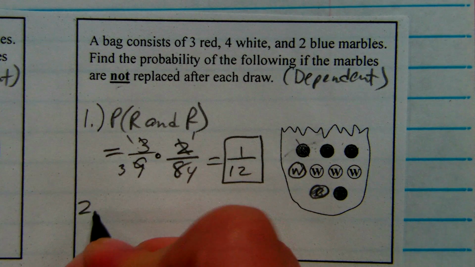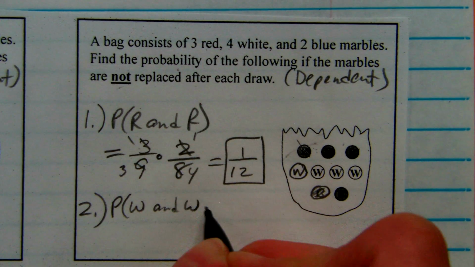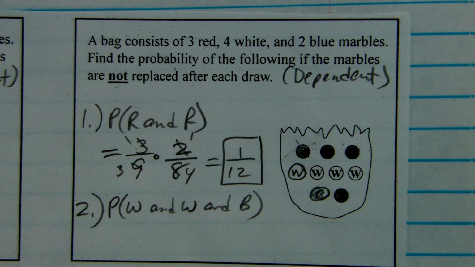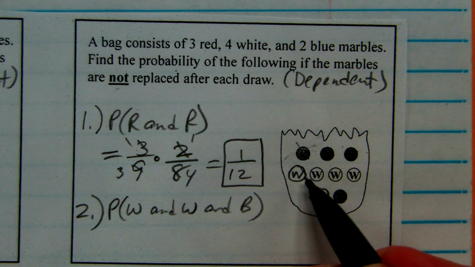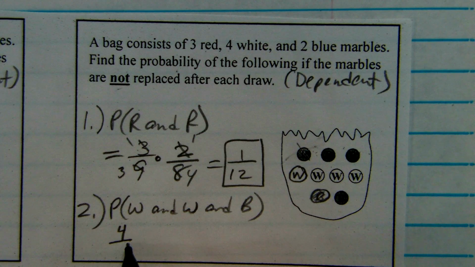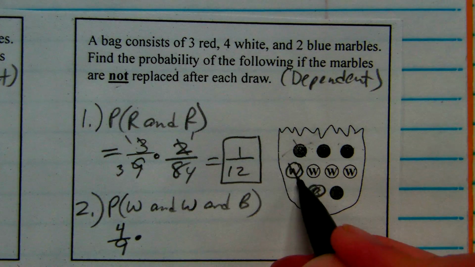And so the next one we're going to do is the probability of a white and a white and a blue. Okay, so the first white, what would the probability be? 4 out of 9. I heard somebody back there say it quietly. So we took a white out.